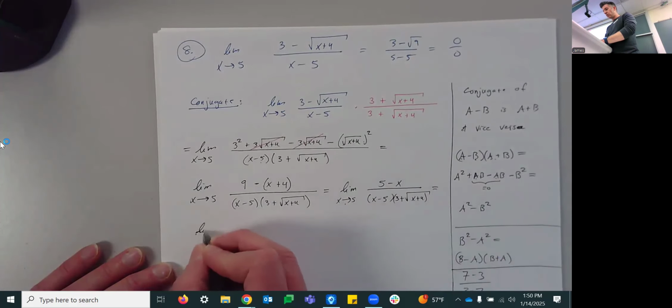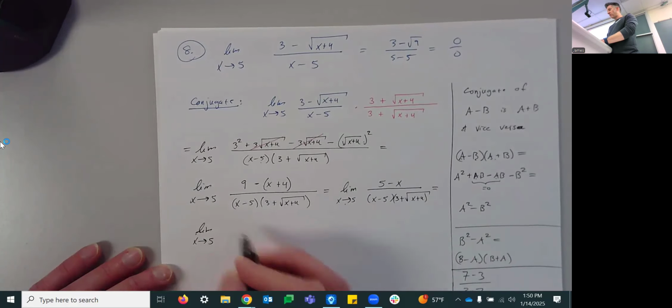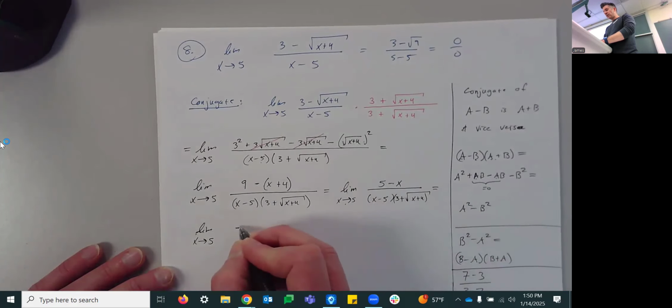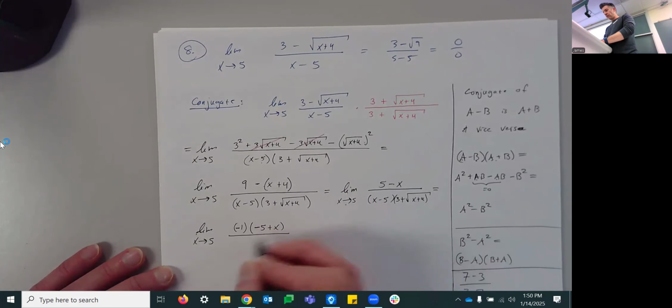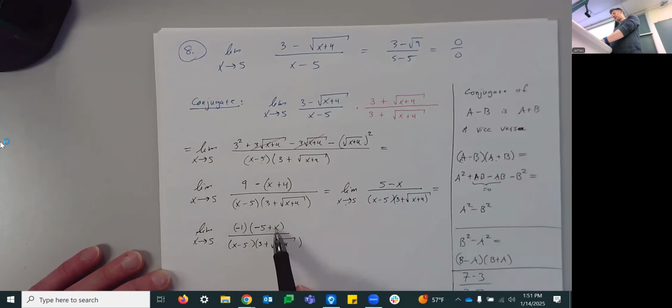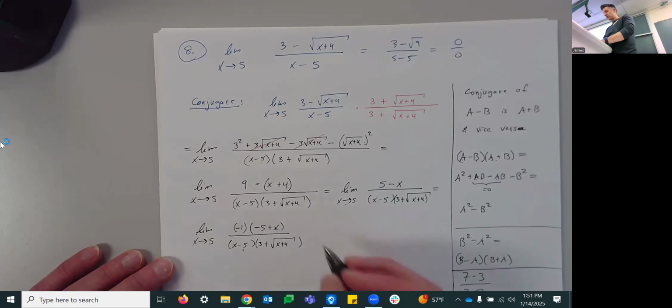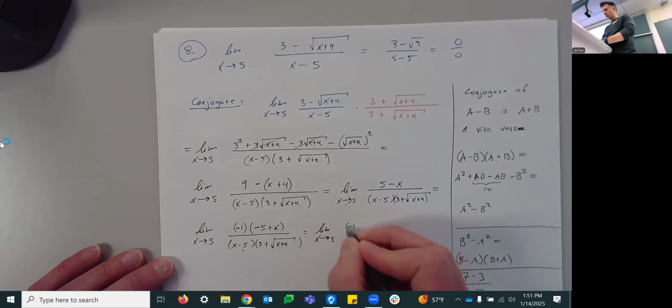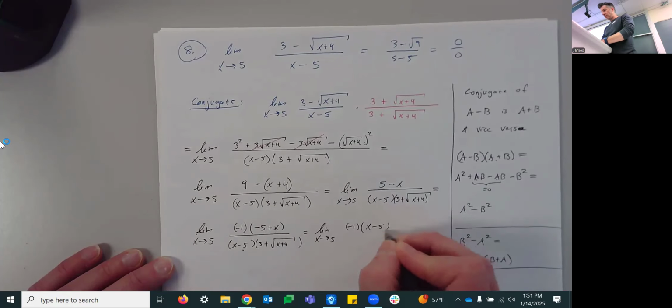Cool. But if you want to show more work here, you can say I'm going to factor out the negative one either from the 5 minus x or from the x minus 5. Take your pick. I'm going to pick the 5 minus x. So if I factor out the negative 1, I'm left with a negative 5 plus x over x minus 5 times 3 plus the square root of x plus 4. And it is true that negative 5 plus x is the same as x minus 5. If we really wanted to, we could rewrite it to make it look nicer before we cancel things, and say you have negative 1 times x minus 5 over x minus 5 times 3 plus the square root of x plus 4. I don't think we need to do that, though.